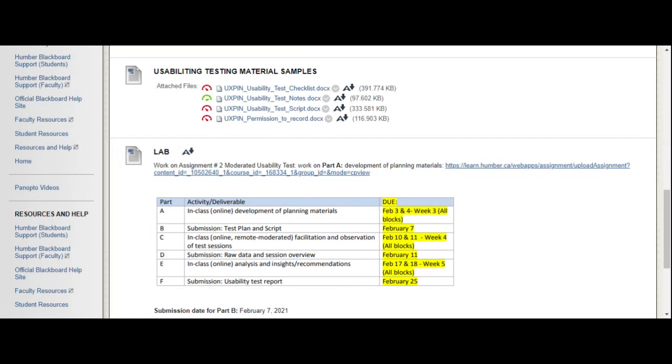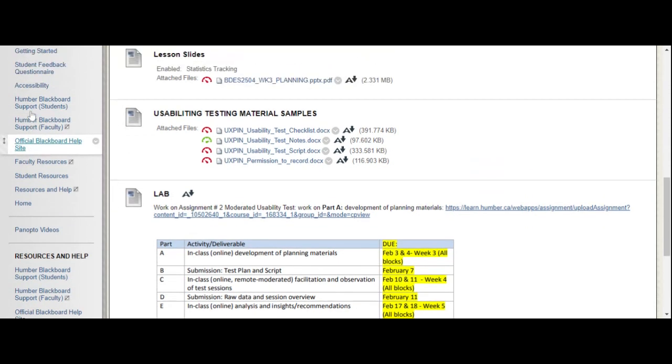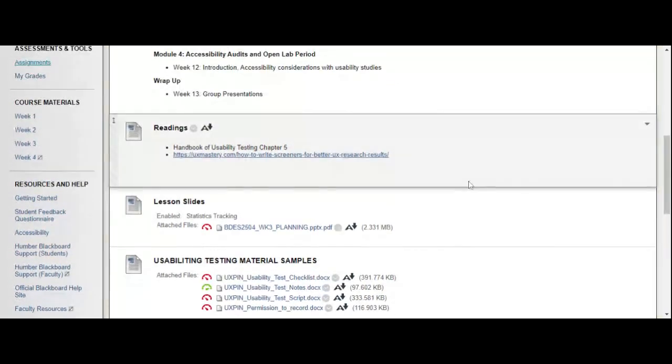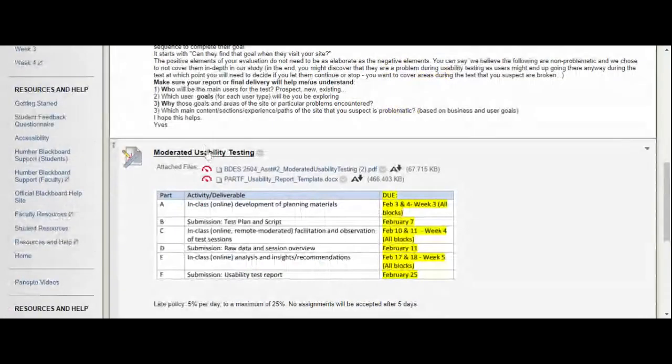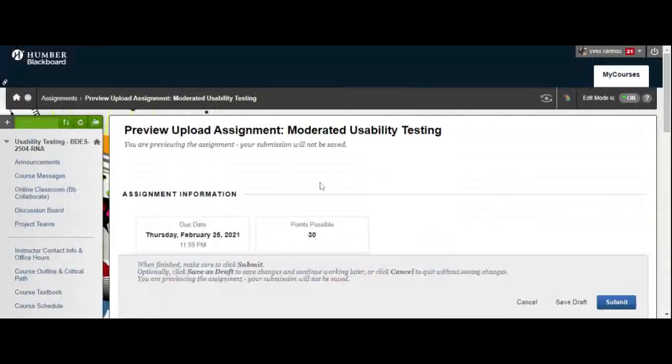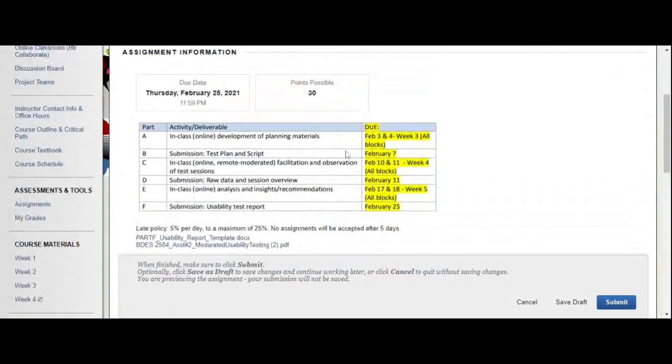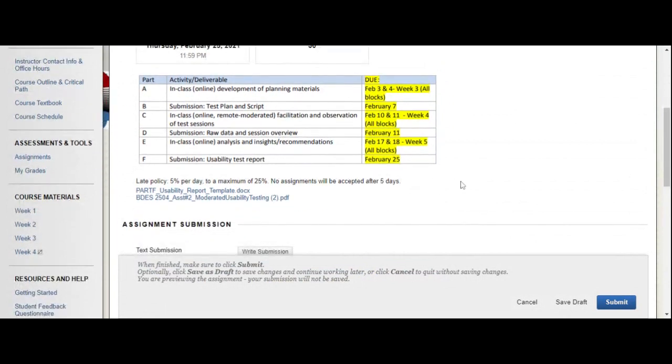Now, as a reminder, the dates and what you need to submit are on this week, and there's also a tab dedicated so that you can attach the material that you need to submit. Just go to moderated usability testing, and between now and Sunday, when you have your test plan and the script ready, this is where you're going to submit. I just need a submission per team. But make sure that you go through the instructions.